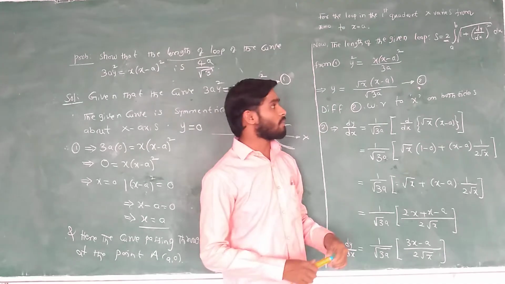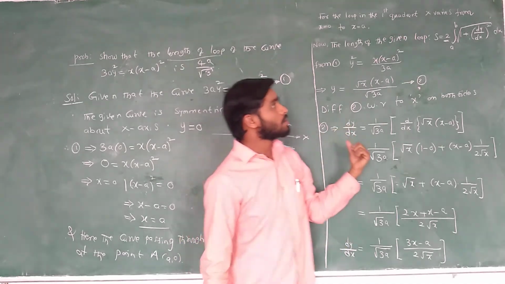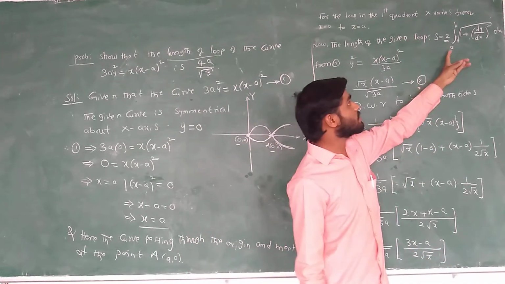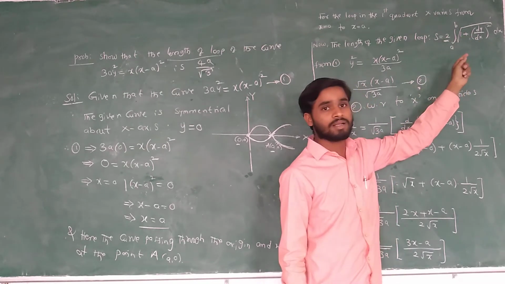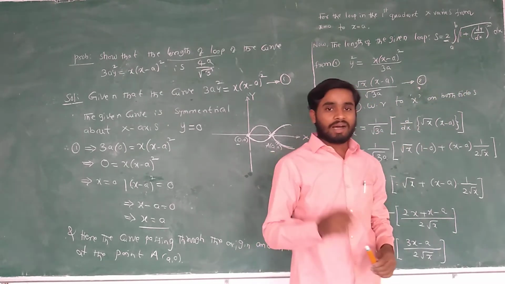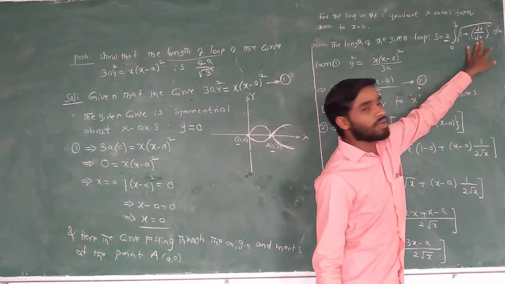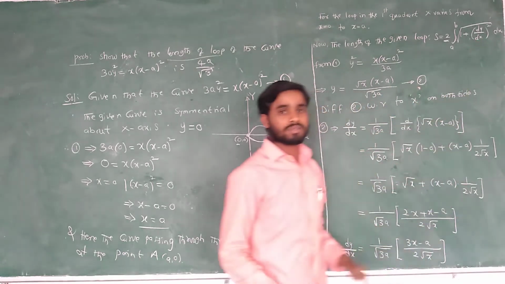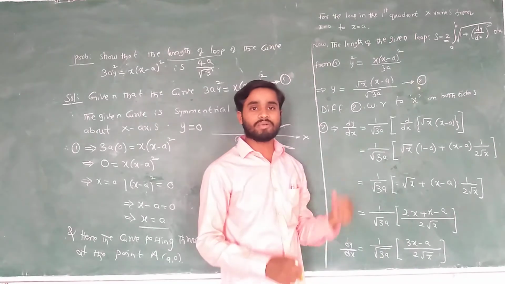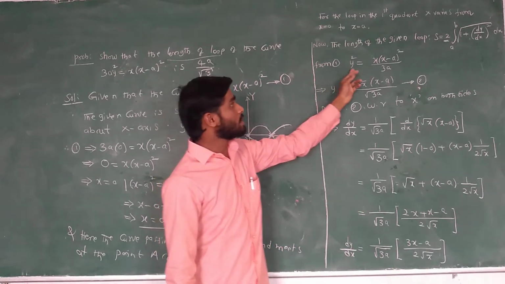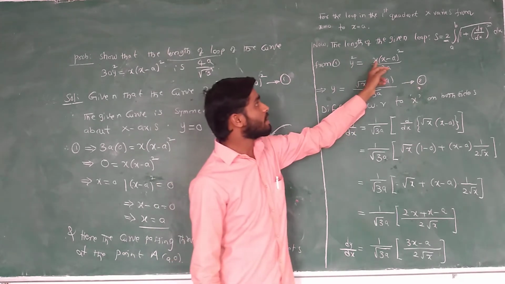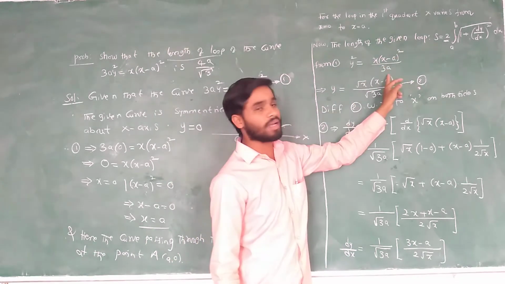From equation number 1, we need to solve for y, since to calculate dy by dx we need y. So compute y from equation number 1. From 1, y² can be written as x(x − a)² divided by 3a.